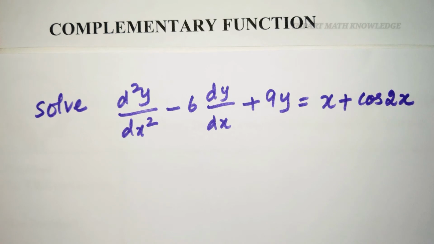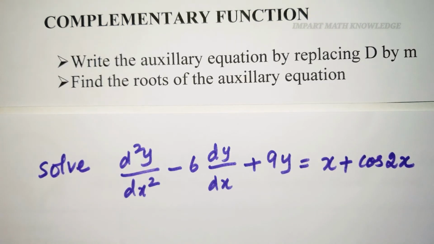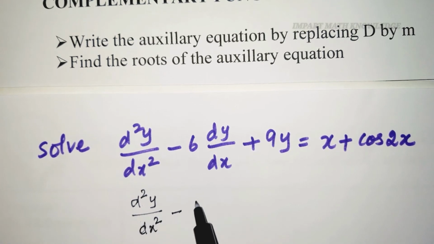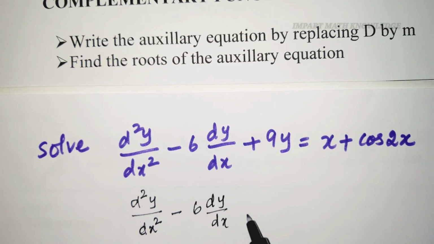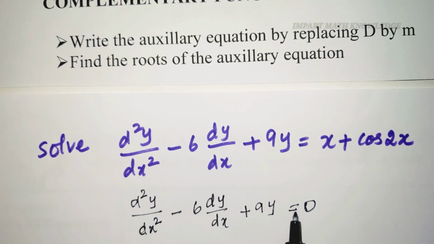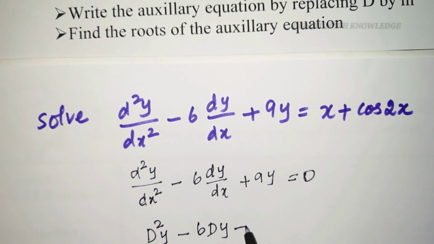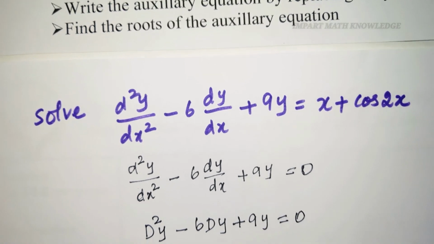Next problem, solve d²y/dx² minus 6 dy/dx plus 9y equals x plus cos 2x. We have to find the complementary function for this problem. So, d²y/dx² minus 6 dy/dx plus 9y equals 0. First step, left hand side is equal to 0 for finding the complementary function. Then this can be written as d²y minus 6 dy plus 9y equals 0.